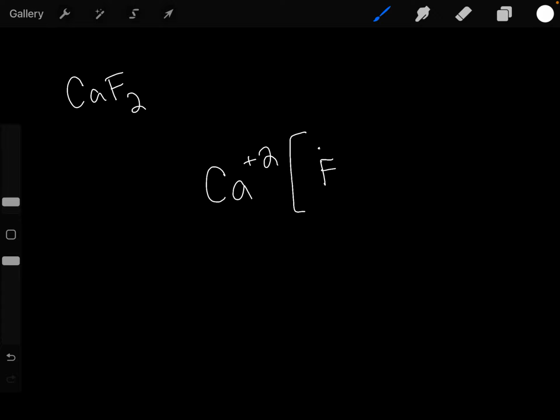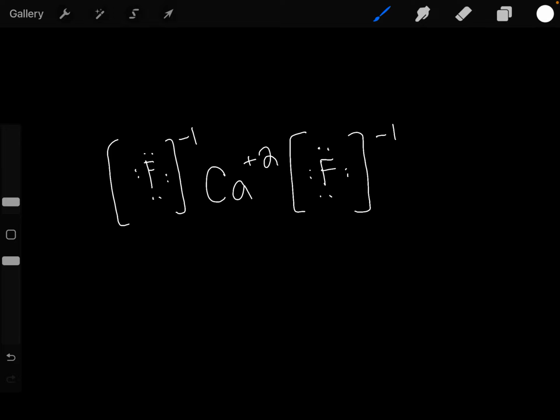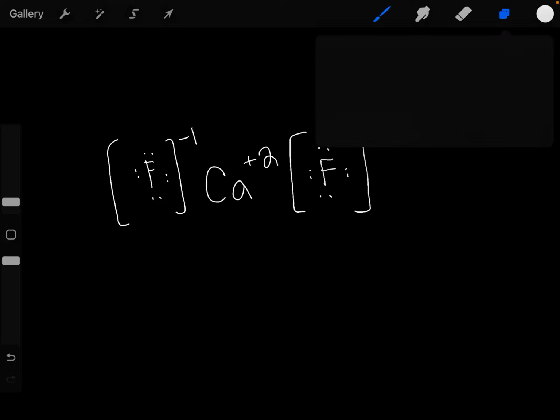So we know the drill. Bracket, fluorine, fill out the outer shell. And fluorine on its own has a charge of -1, so it'll be -1. But we also have to do the other fluorine. So let's just even it out. We really need symmetry. So this would be an ionic diagram of CaF2, right?